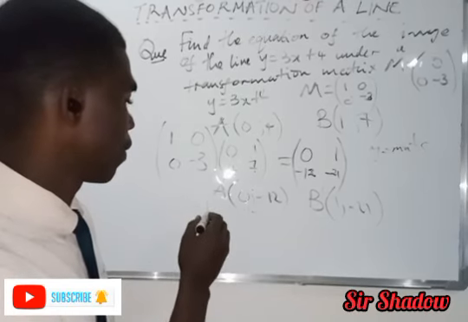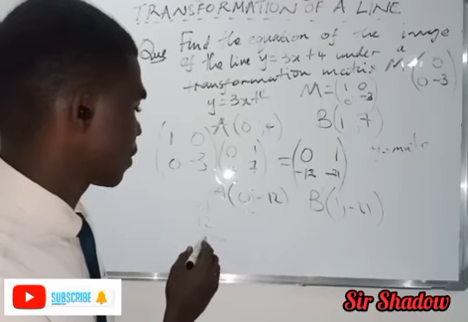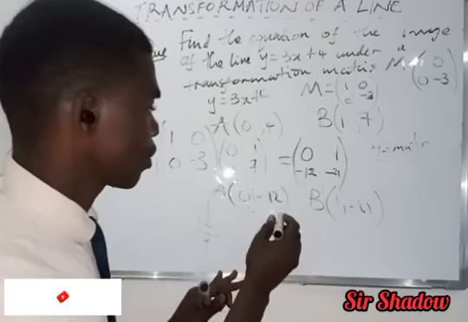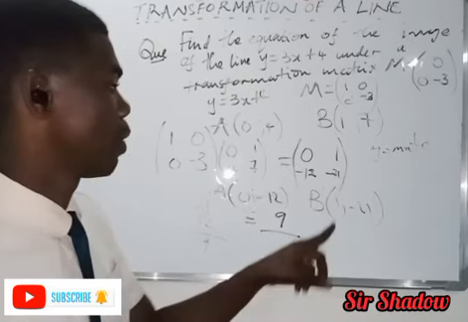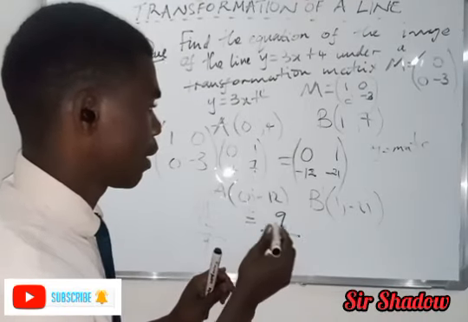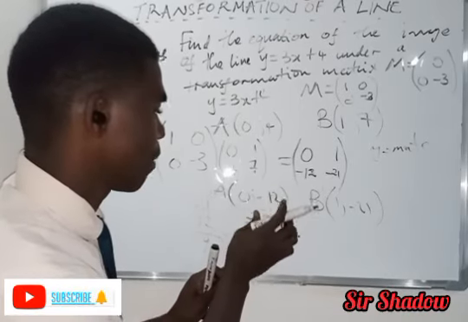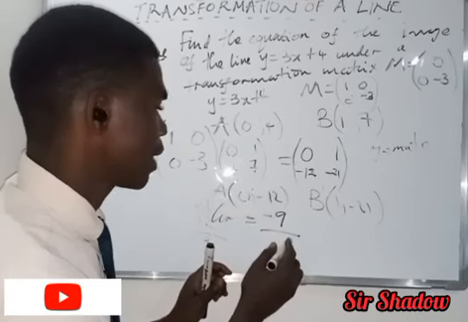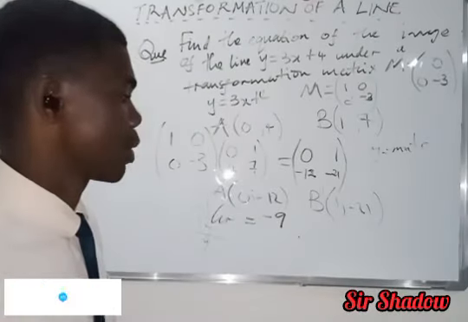21 minus 12, this one becomes 9 here. So the value is 9. So 9 over, without finding the gradient, 9 over 1 minus 0, which is, we said, minus 21 plus 12, which is minus 9 over 1 minus 0, which is 1. So simply the gradient is minus 1. So the gradient is minus 9, sorry. So my gradient is minus 9.